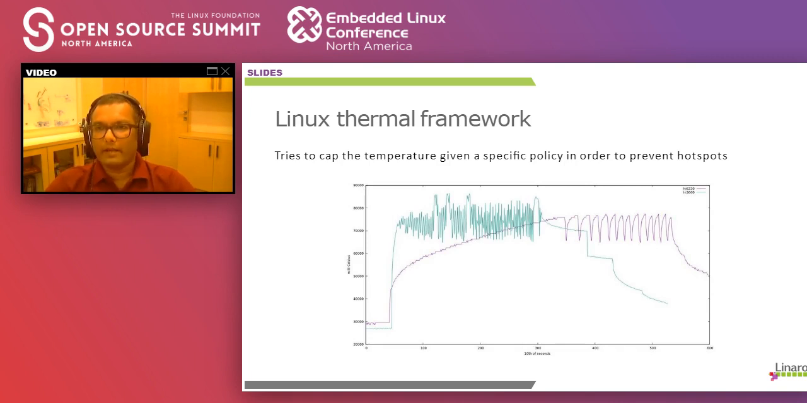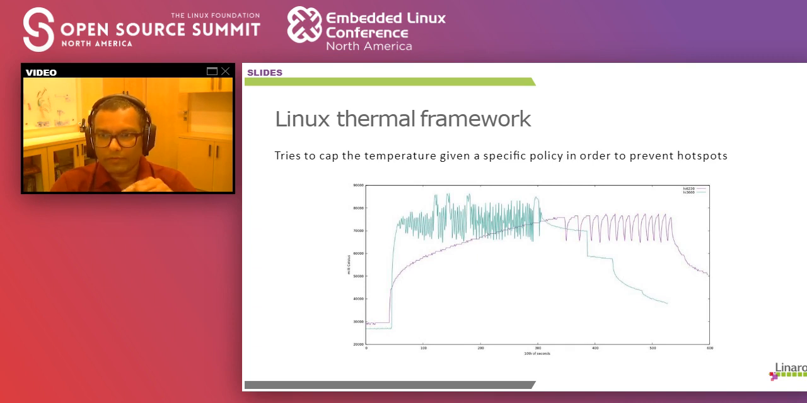So here is a picture of what happens currently in the Linux thermal framework. So you have in the graph two colors. The purple one is for the HiKey board, which is an octa-core Cortex A53. This is an older board, and the green line is a newer board called the HiKey 960, which has four A73s and four A53s.